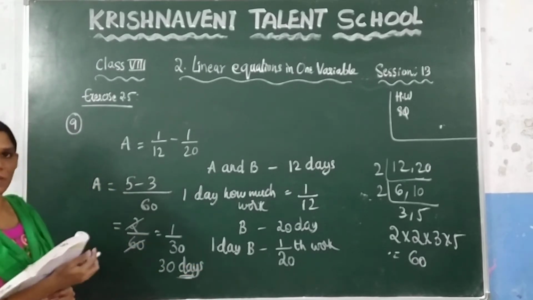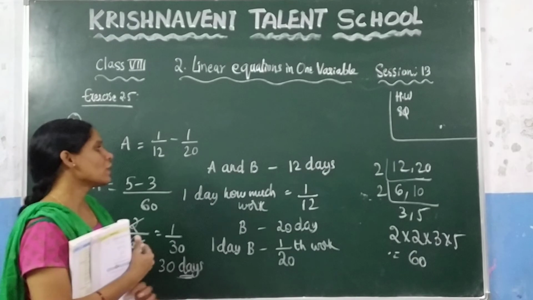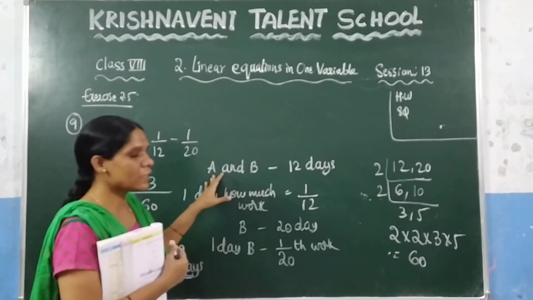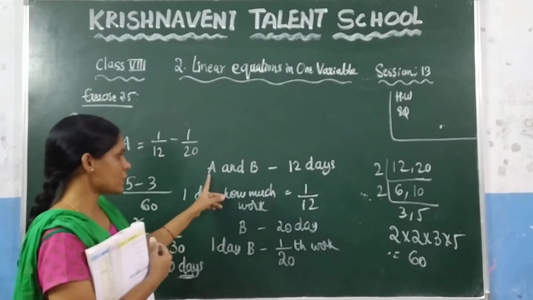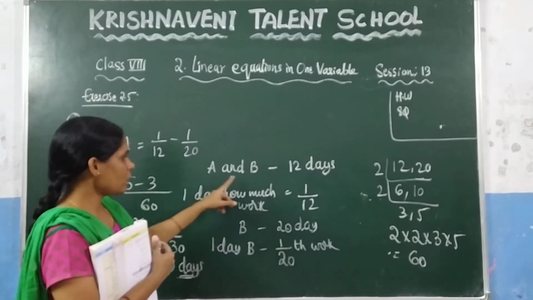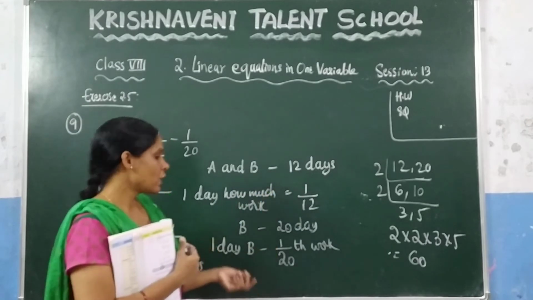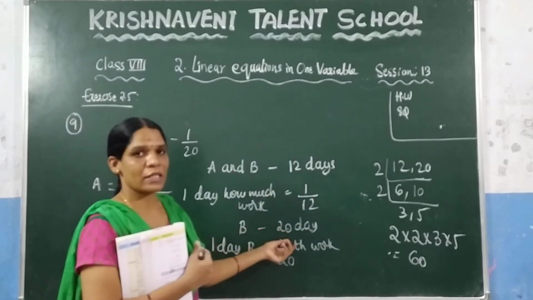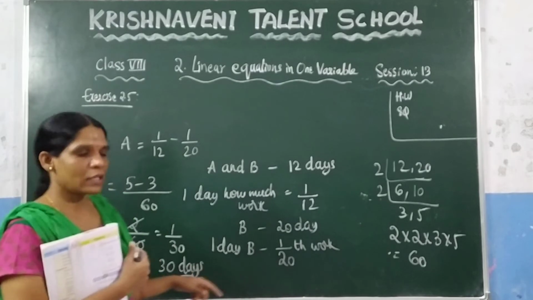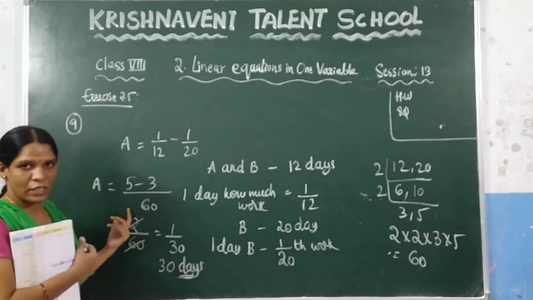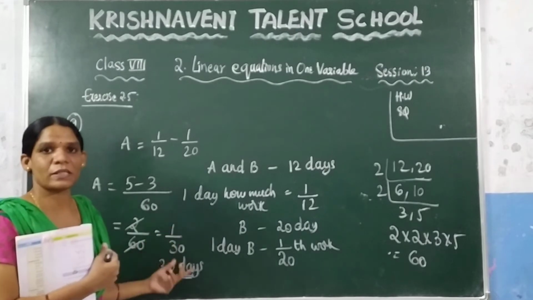This is the problem. Again, what they have given here: one work is there, and two persons are completing that work. Let us consider those persons as A and B. A and B complete one work in 12 days. B takes 20 days to complete the same work. And in the question they asked, if A has to do the same work alone, how many days will he take to complete it?